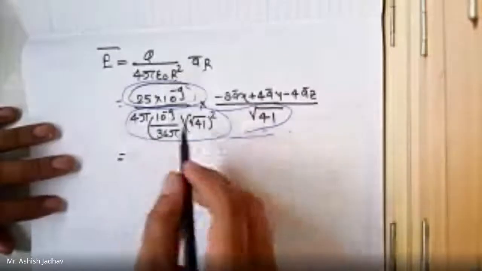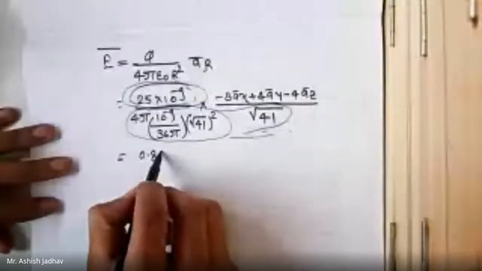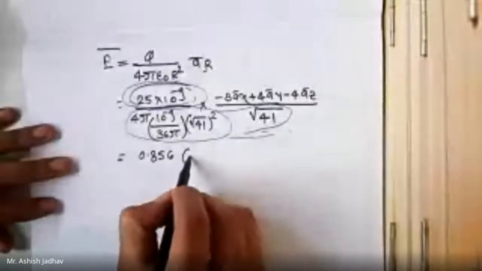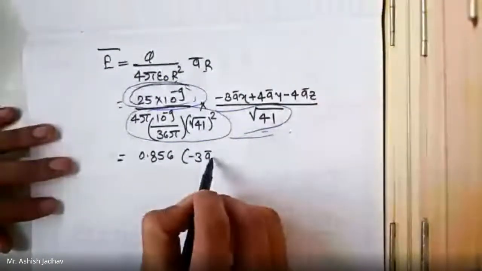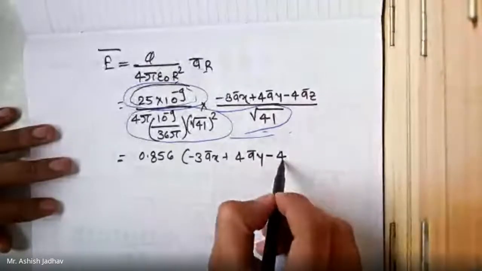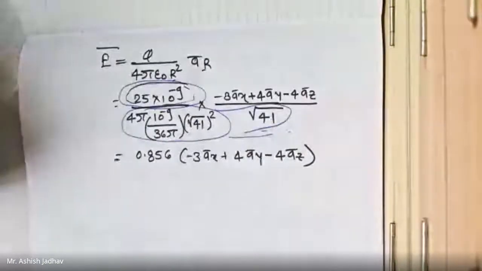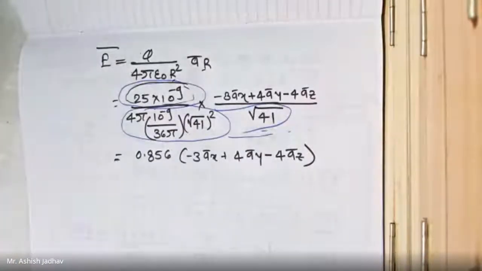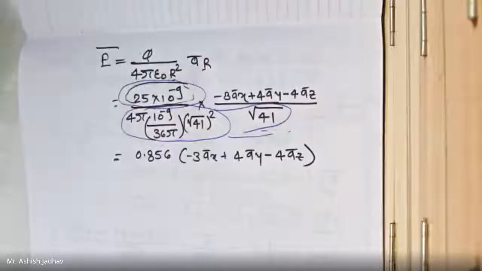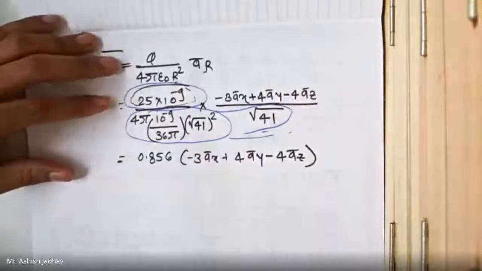If you calculate this by using a calculator, 0.856 into bracket minus 3 a bar x plus 4 a bar y minus 4 a bar z. So check whether you are getting this answer. Yes, sir. Okay. So this constant, get it multiplied inside the bracket and obtain the final answer.